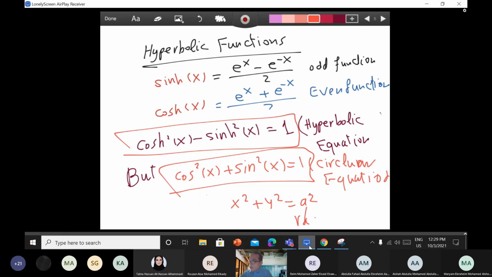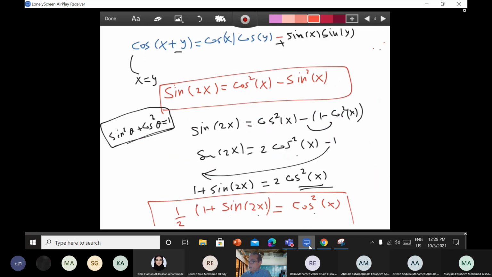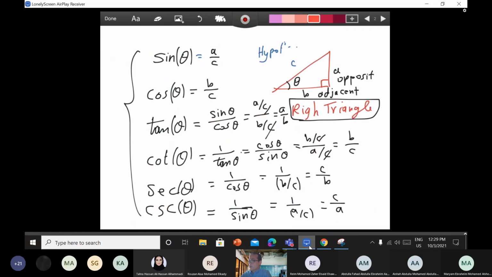Now, we know there is a connection between sinh and cosh, which are hyperbolic functions, and the trigonometric functions sine and cosine, right? So if I go back to this one and add h to it, there is no need for the right triangle. This one will be what? Yes, e to the x minus e to the minus x over 2.